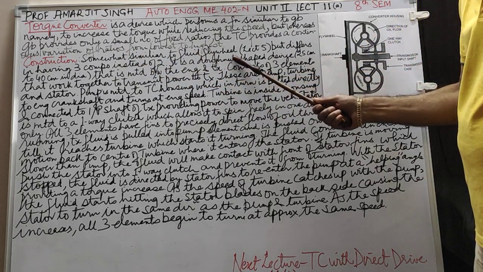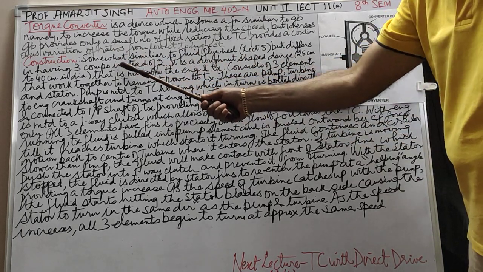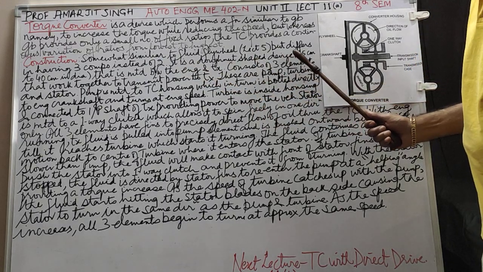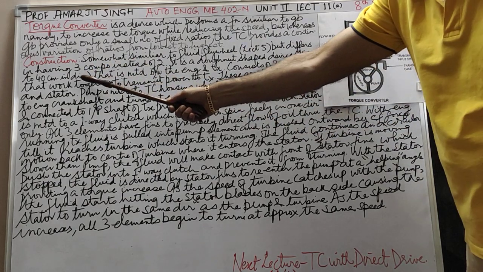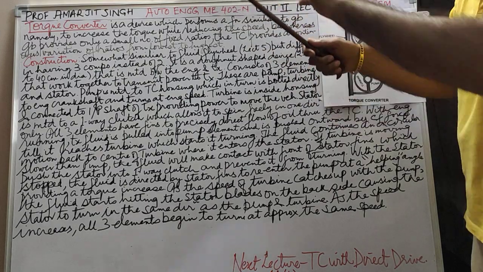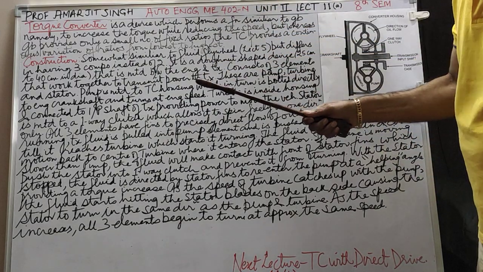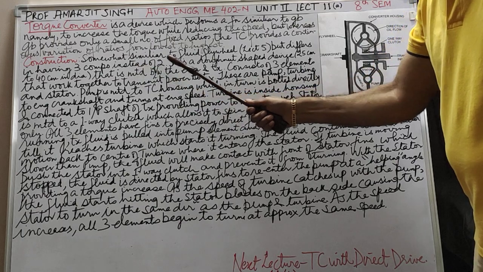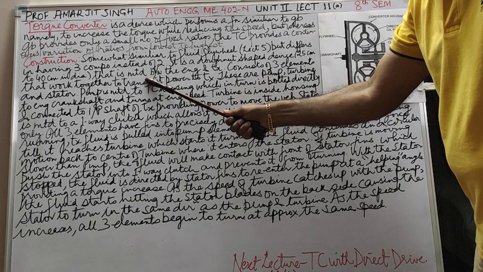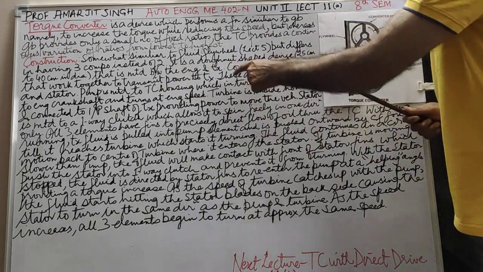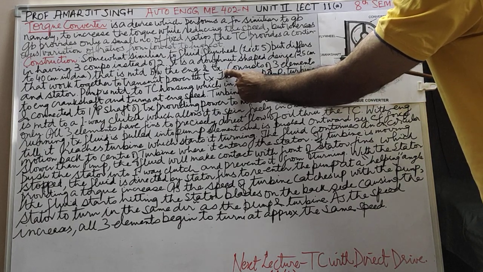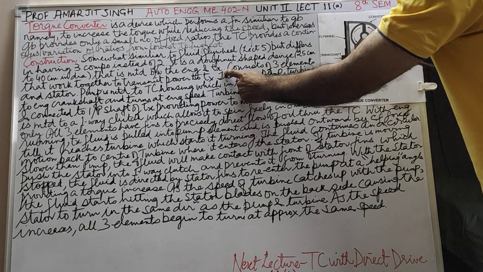Somewhat similar to the fluid flywheel of lecture 5, but it differs in having 3 components instead of 2, as mentioned. It is a donut-shaped device, approximately 25 to 40 centimeters in diameter. Donut, you know, is round with a hole inside. That is a donut. It is mounted between the engine and transmission. Crankshaft means engine, and then the transmission.